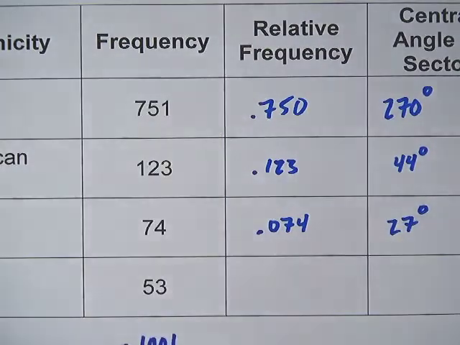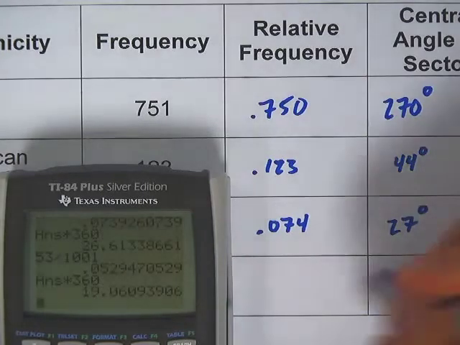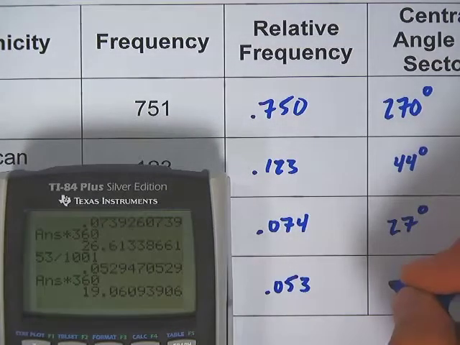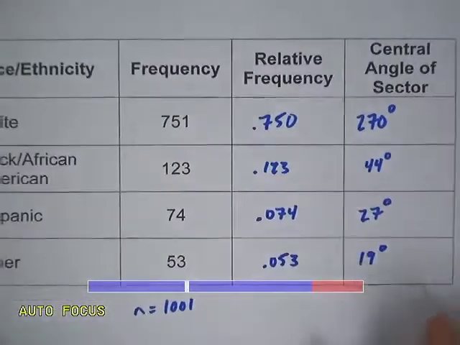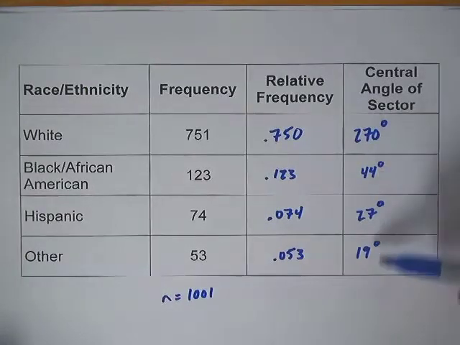And then the other category had a frequency of 53. So it's 53 divided by 1001 times 360. And so this ends up being 0.053 and about 19 degrees. These will represent how large I'm going to draw those central angles when I make my pie graph.